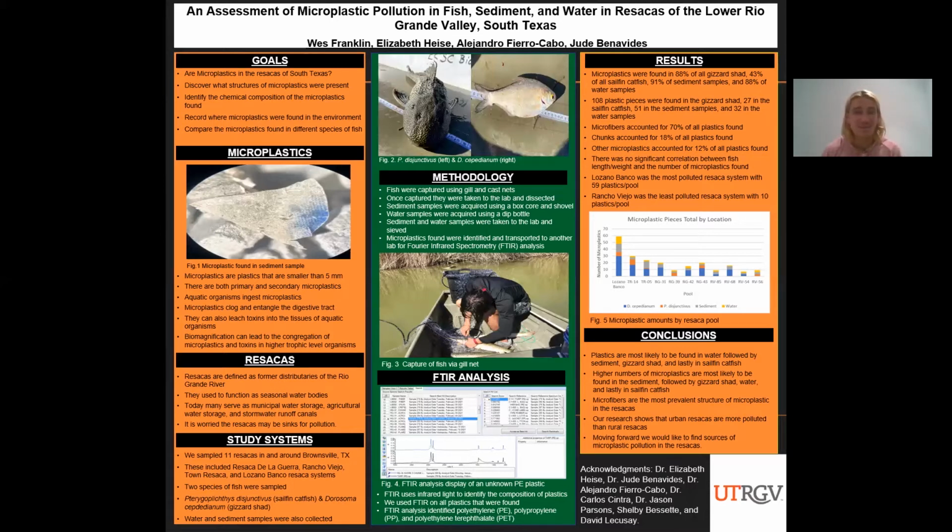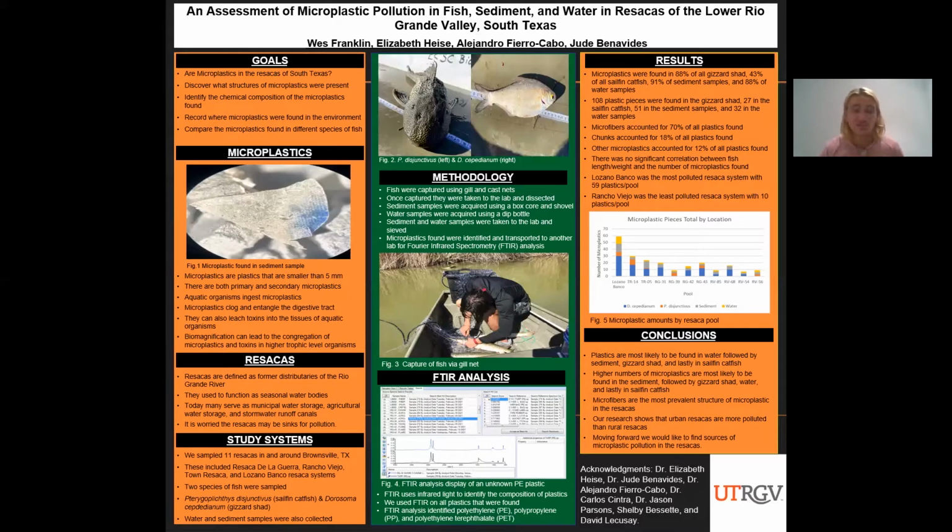So microplastics are defined as plastic pieces that are smaller than 5 millimeters in length. There's both primary and secondary microplastics. Primary are those that are produced to be very small, so things such as nurdles, and secondary microplastics aren't produced to be small. They are larger plastics that degrade into smaller plastics, as you can see in figure 1. Aquatic organisms ingest these microplastics and they have many negative effects on these organisms, including clogging the digestive tract, entangling the digestive tract, and leaching toxic chemicals into the muscle tissues. This can lead to biomagnification, which is a buildup of toxins and microplastics in higher trophic level organisms.